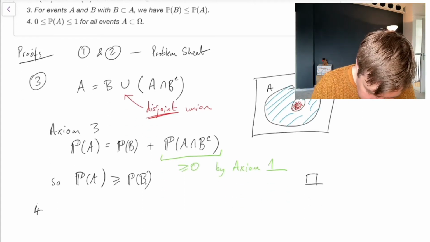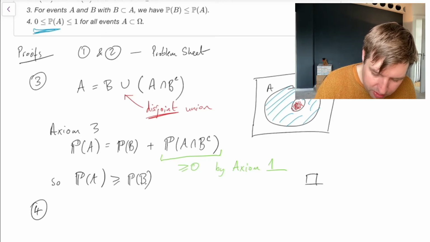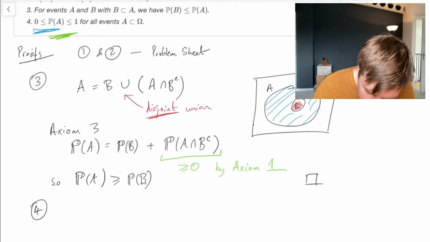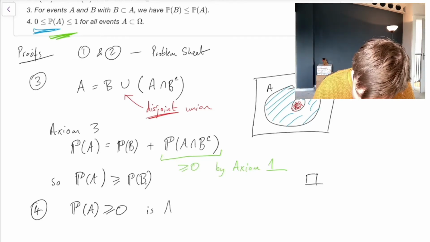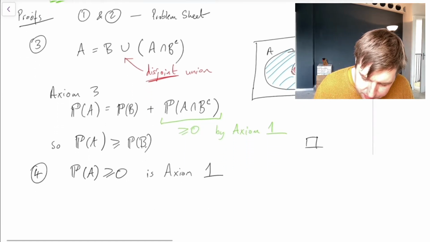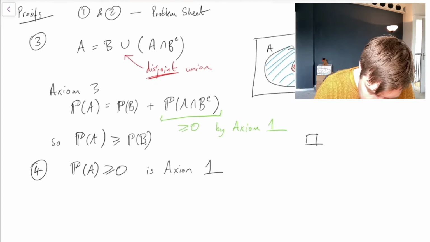Statement 4. Note that statement 4 had 2 parts. The first part was the probability of A is greater than or equal to 0, and the second part was the probability of A is less than or equal to 1. So let's do those separately. Probability of A greater than or equal to 0 just is axiom 1, so there's nothing to prove there. What about showing that the probability of A is less than or equal to 1?